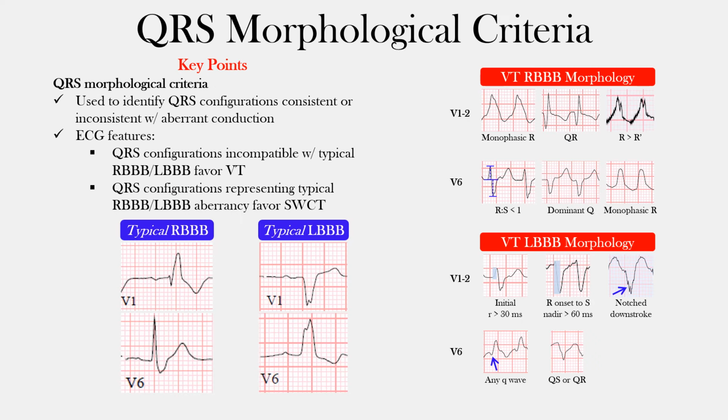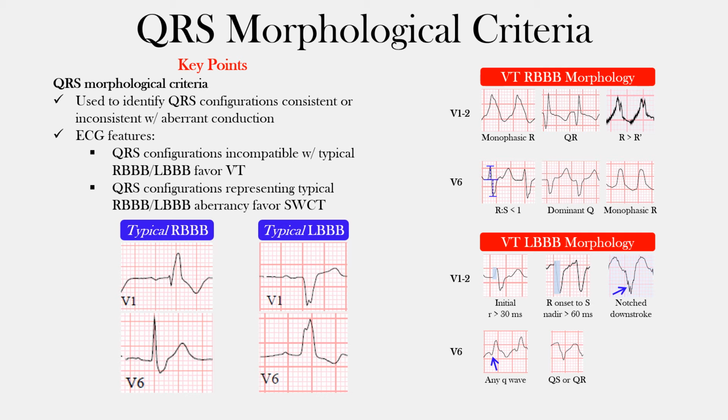Assessing the QRS configurations, in particular in the EKG leads, may provide clues to whether the wide complex tachycardia has a ventricular or a supraventricular origin. The pioneering works put forth by Sandler and Marriott, Wellens, and Kindle, collectively known as the classical morphological criteria, have added tremendous value towards the diagnostic evaluation of wide complex tachycardias.